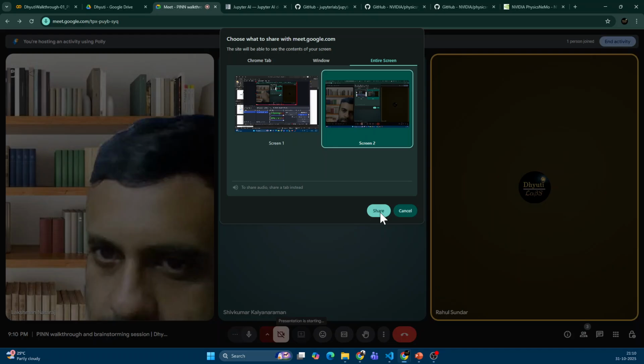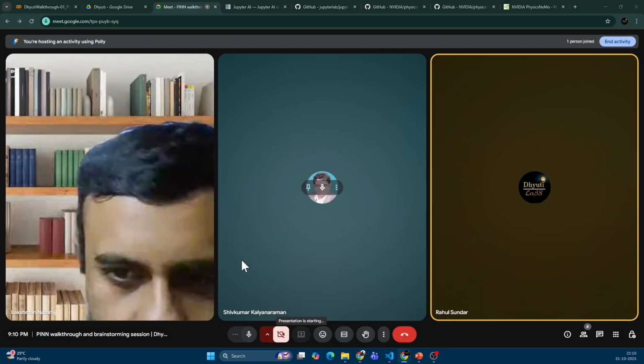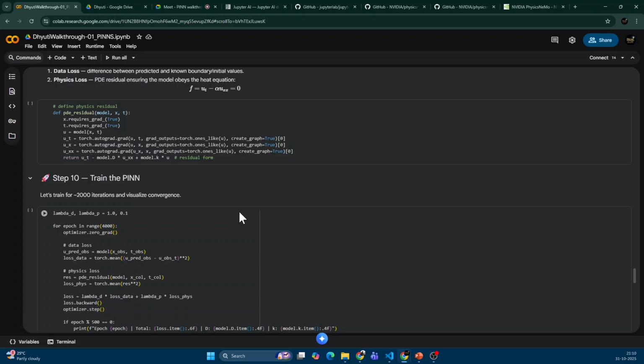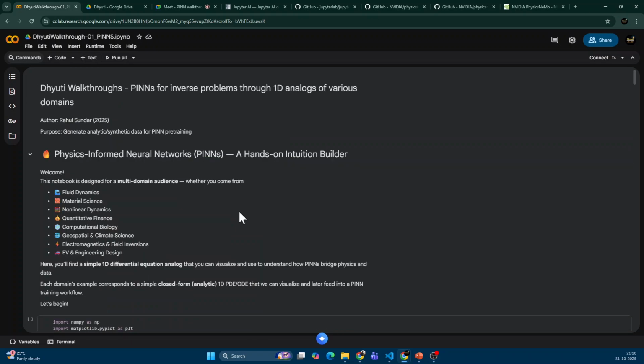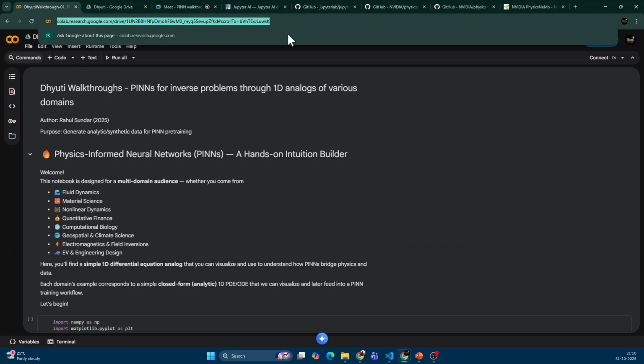Is my screen visible? Yeah. Okay. Yeah. Is the Google Colab notebook visible to you? Yes, it's visible.